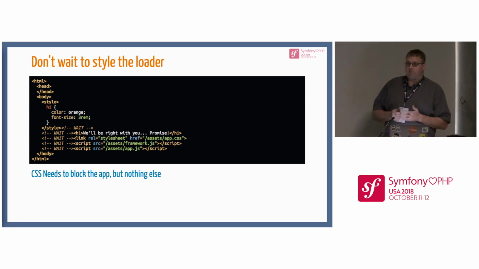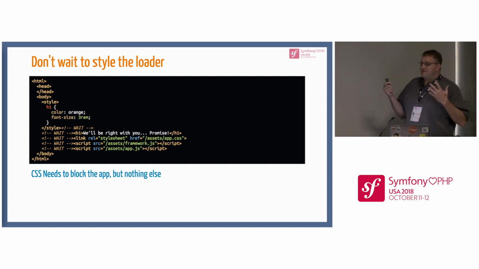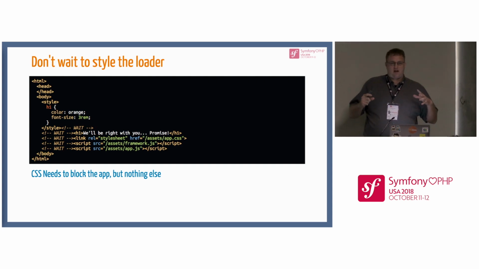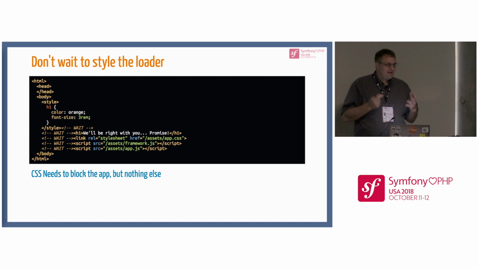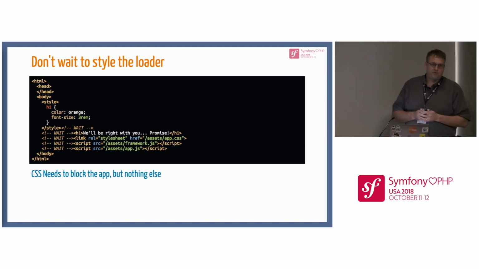And the CSS needs to block our app. That's how we avoid getting that flash of unstyled content that we've probably occasionally seen on the web and used to be a real problem before we started to figure this stuff out. But with a single page app, the CSS really needs to block the booting of the application. It does need to block our loading screen. So we can put that CSS down there just in front of the app.